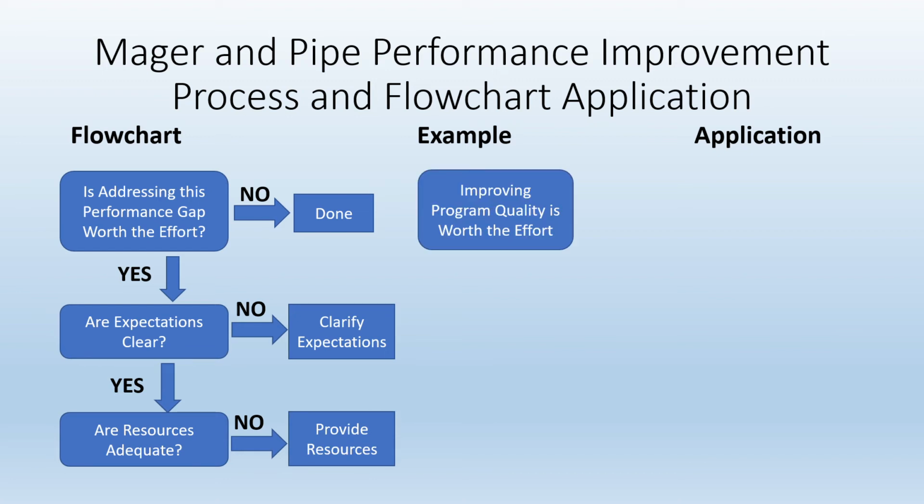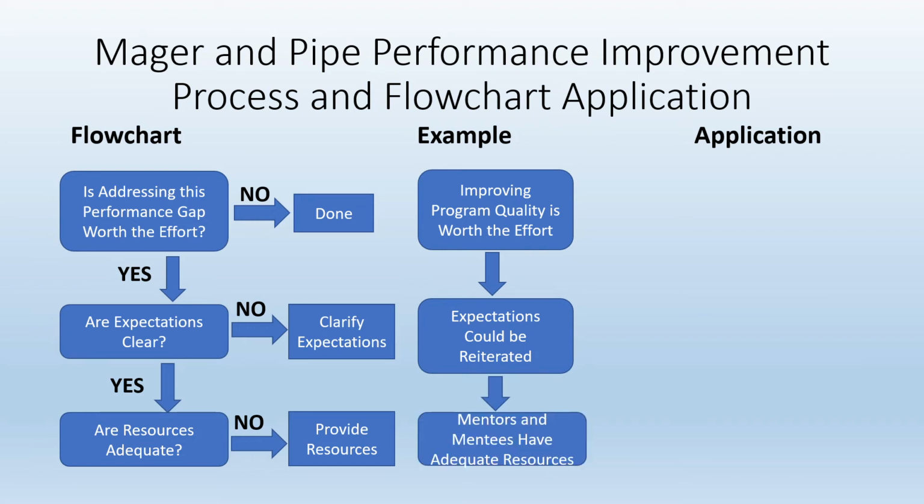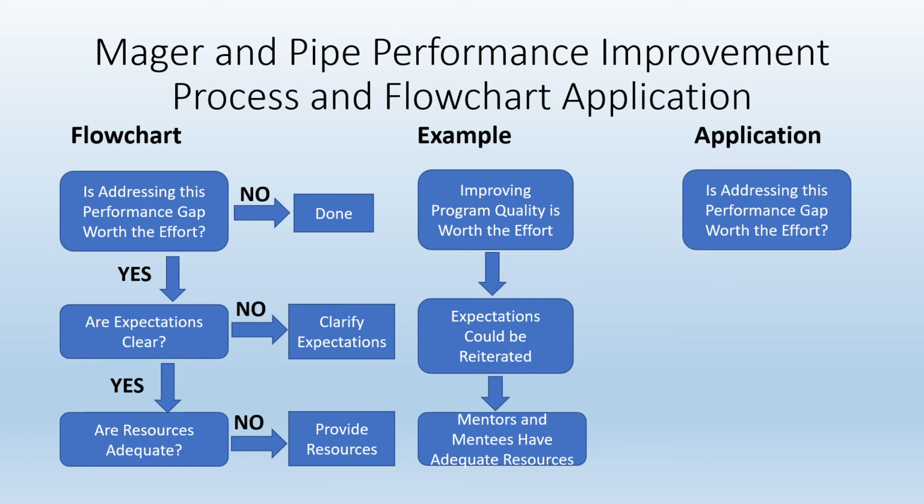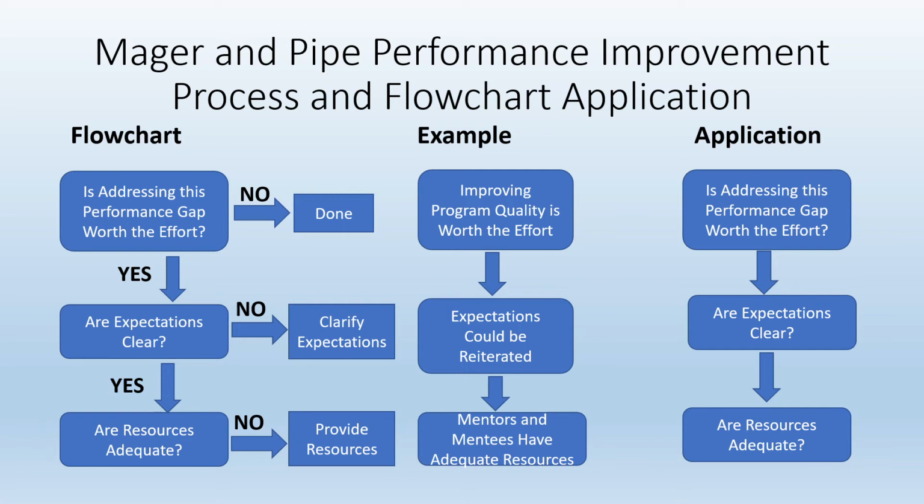In our example, improving program quality is worth the effort according to the volunteers that run the program. At the same time, expectations could be reiterated, and that could improve performance in terms of completing accountability forms and communication with each other, as well as having updated and improved resumes by the end of the program. Mentors and mentees do have adequate resources to do everything that's expected in the program. In your case, is addressing the performance gap in the scenario you imagined worth the effort? Are expectations clear? Are resources adequate?